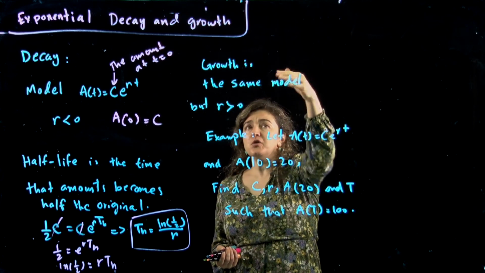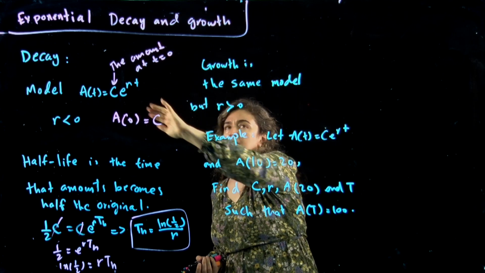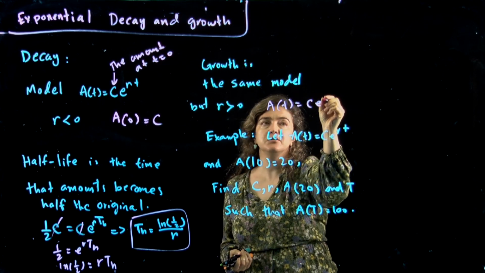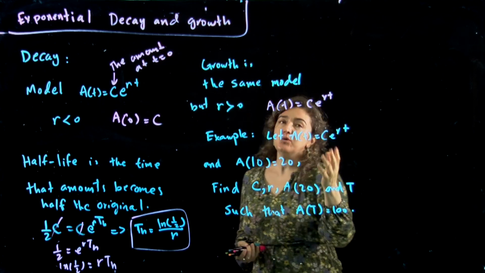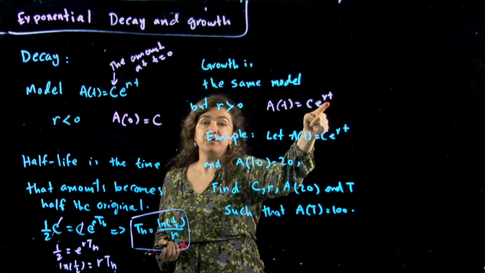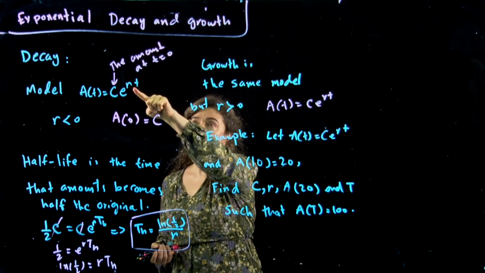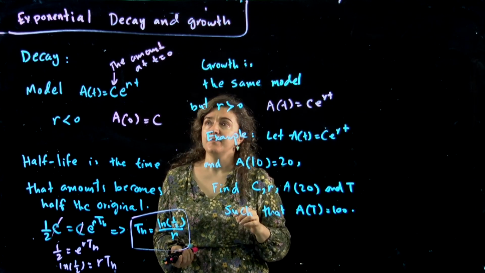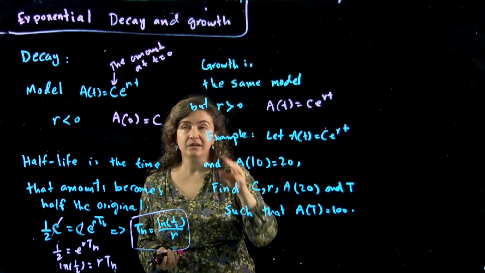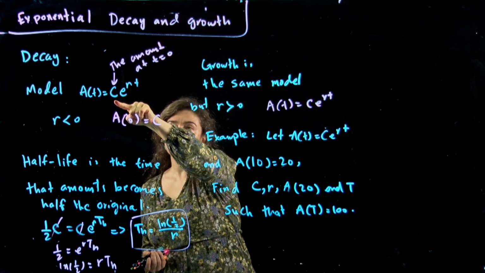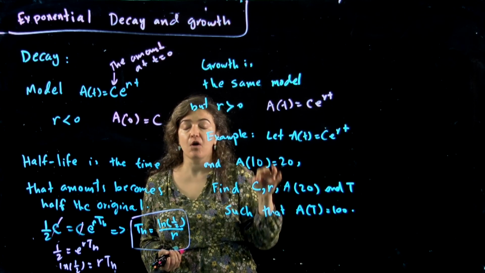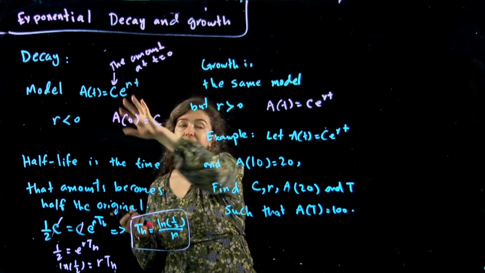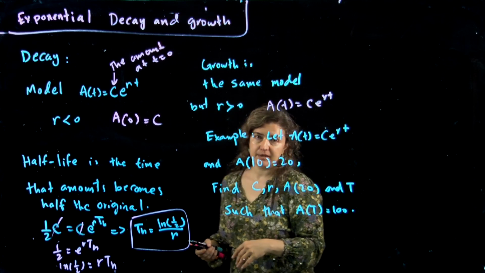Now, exponential growth has the same model. So when you see exponential growth, you also see a of t equal to c e to the power rt. The only difference is that in growth, what multiplies t is positive. In decay, what multiplies t is negative. Sometimes, to be more clear, people write for decay c e to the power negative rt when r is positive. Again, negative r would be negative, and what multiplies t is negative.